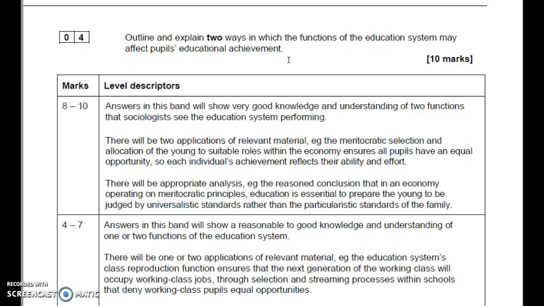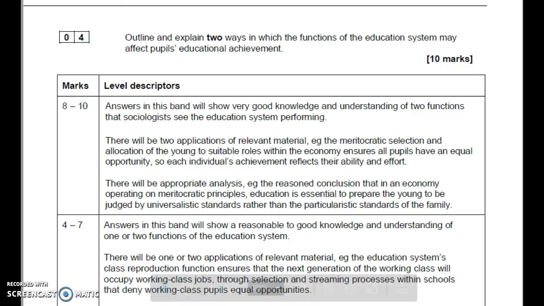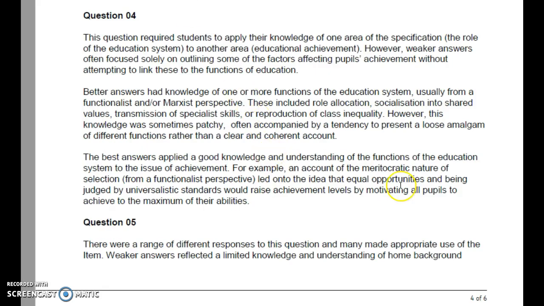I want to go through this question: outline and explain 2 ways in which the functions of the education system may affect pupils' educational achievement. I'll start with the examiner comments, and then we can break down what the examiner was expecting to see. These are all available from AQA, or you can ask your teacher, who should be able to get them for you. It's really important that you look at the examiner comments, because they outline what the question is actually asking you to do.